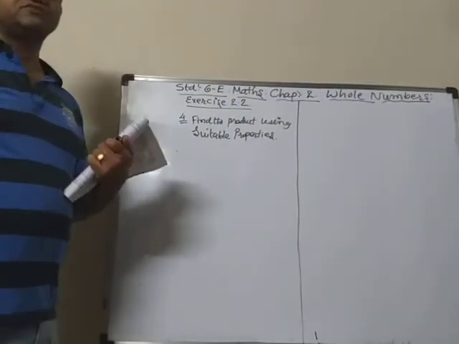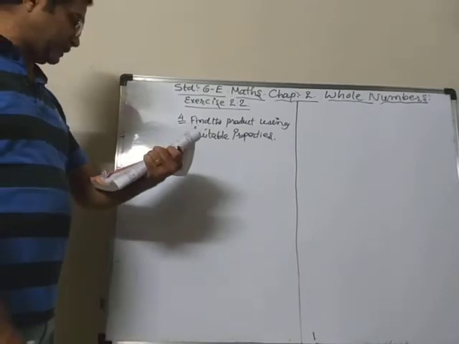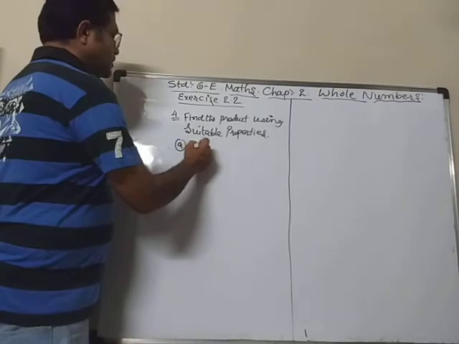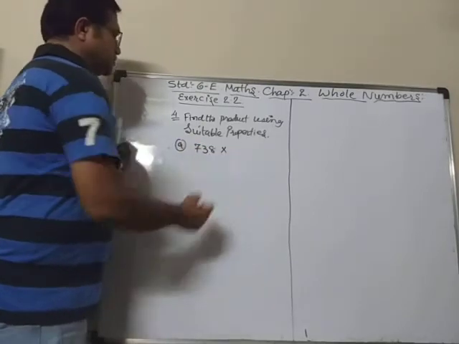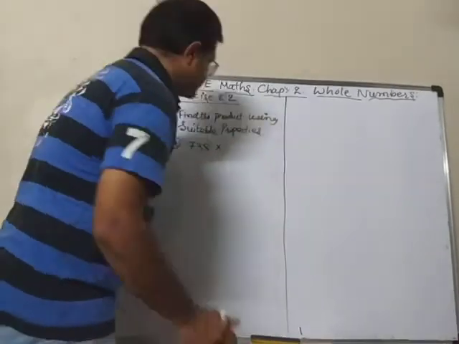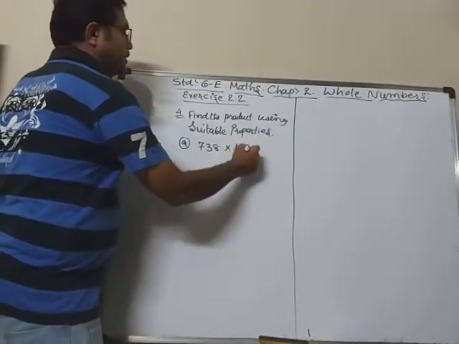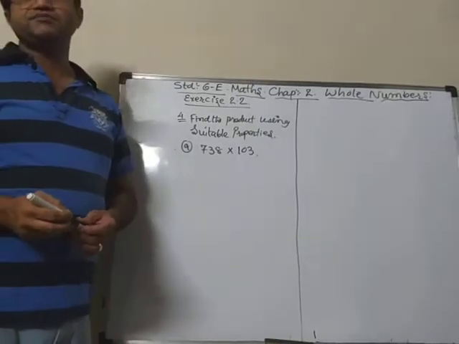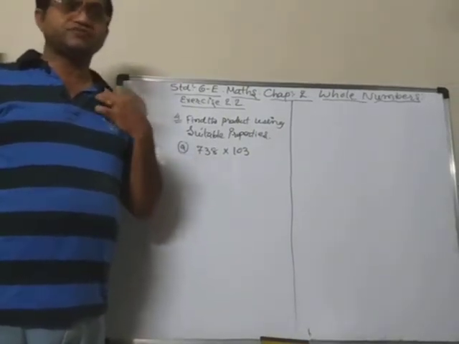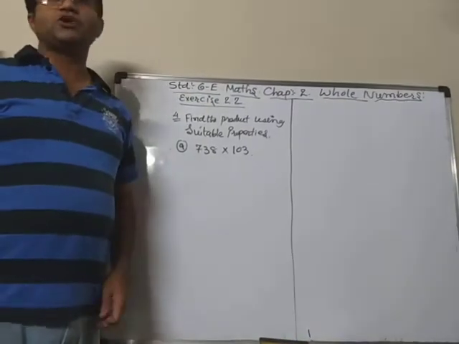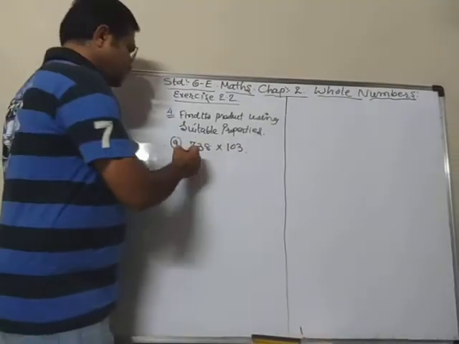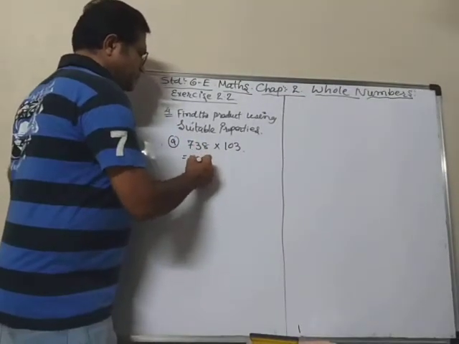Most of the time the property will be the distributive property. Let's do the first one. It says 738 multiplied by 103. Now if you do it directly, it will take time. If you forget to put zeros, there are chances of mistakes also. So what do we do here?